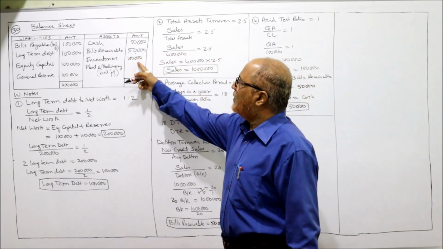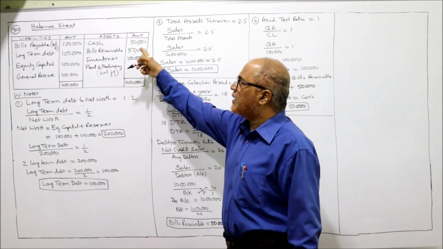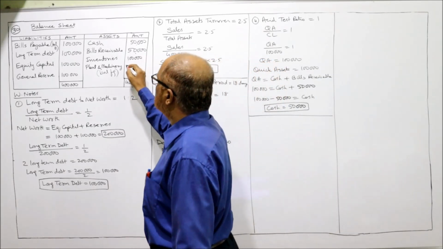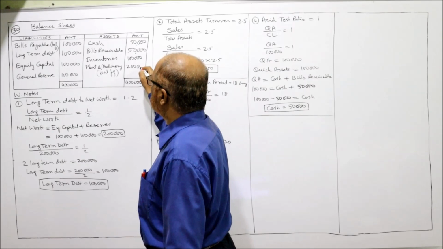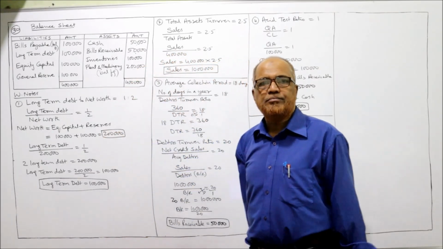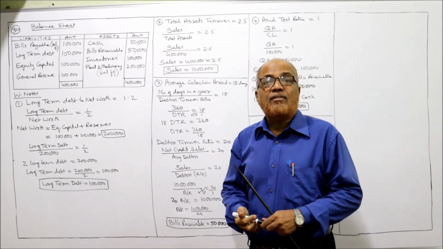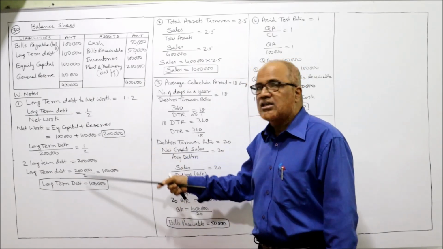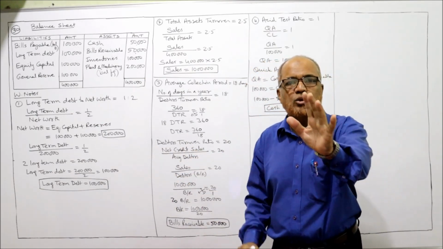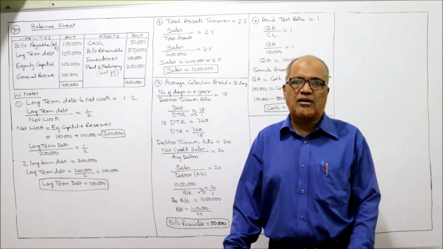Balancing figure. So 4 lakh minus 2 lakh, 2 lakh rupees are the plant and machinery. That's all. Problem completed. All the missing items of the balance sheet I have ascertained by using these ratios. That's the only knowledge you must have regarding this ratio analysis.